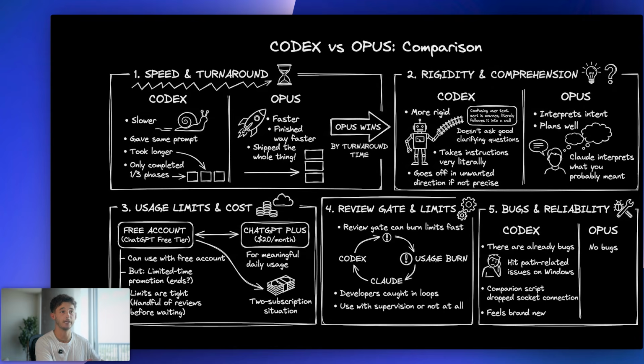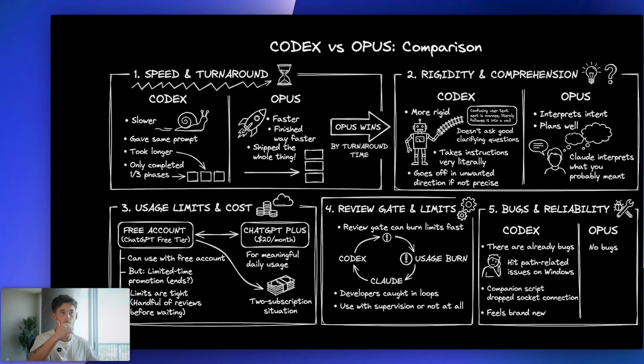Second, Codex is more rigid. A lot of developers have been saying this, and from what I've seen so far, I completely agree. Codex doesn't ask good clarifying questions, and it does not plan too well. So it takes your instructions very literally, like that Hacker News comment that I mentioned.